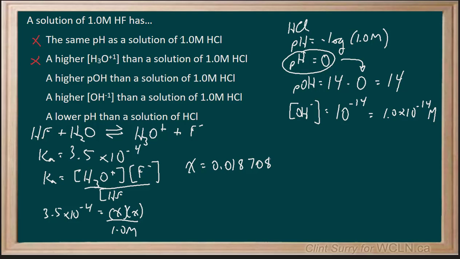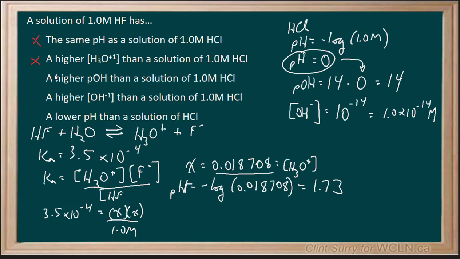0.018708 approximately, which means that is our H3O plus concentration. That makes our pH equal to negative log of 0.018708, which means you're looking at 1.73. So again, we have confirmed that the pH is not the same.